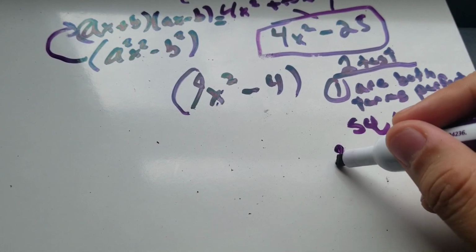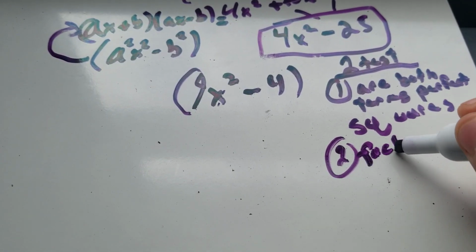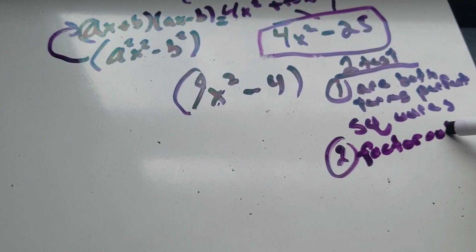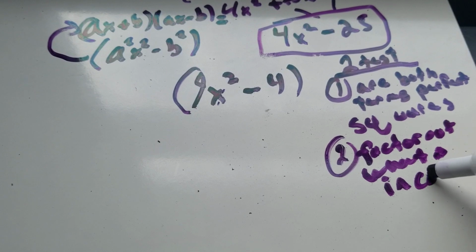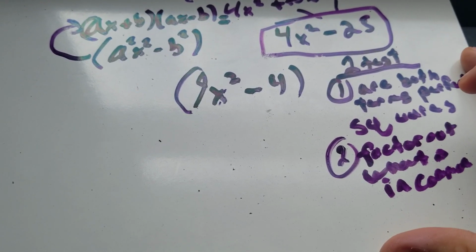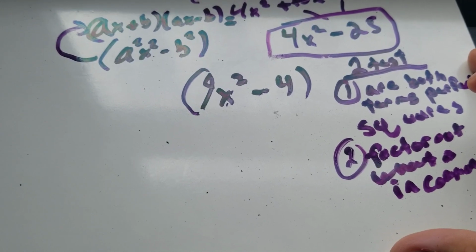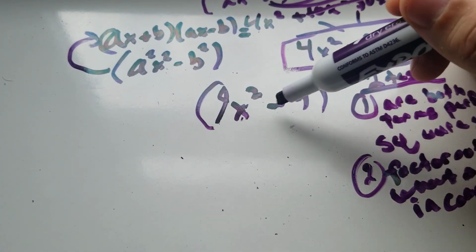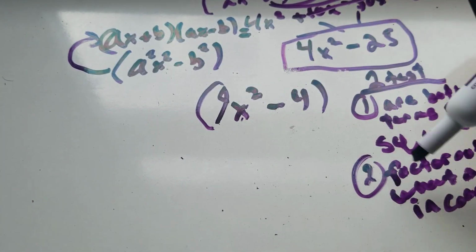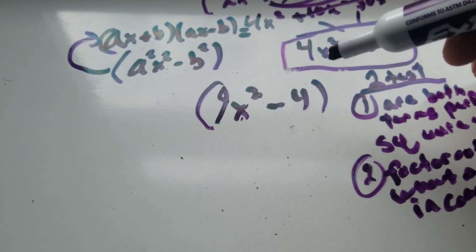The second test: factor out what is in common. That is the same thing as what we did in 8.5. So do we have any greatest common factors between them? No. Do we have any variables in common between them? No. So test 2 is done. Now they pass both tests.